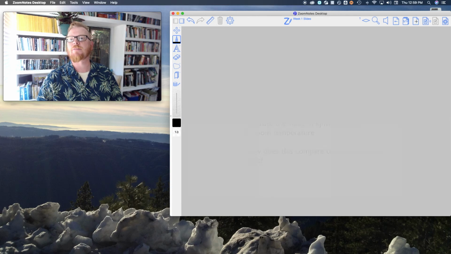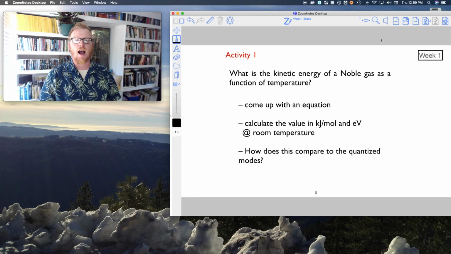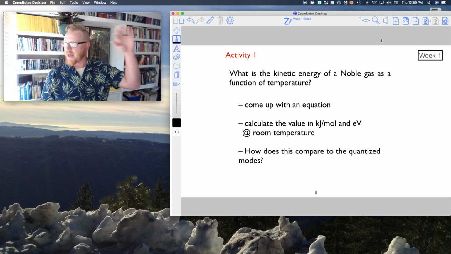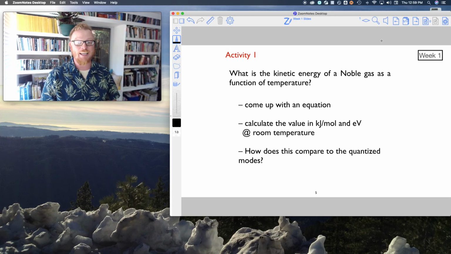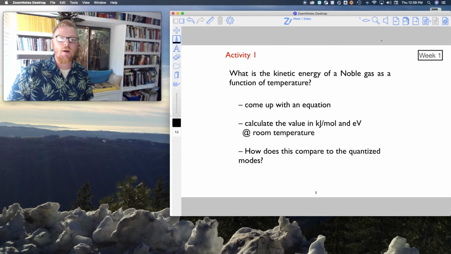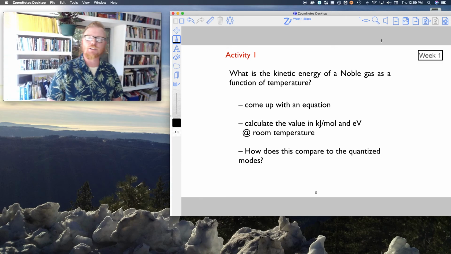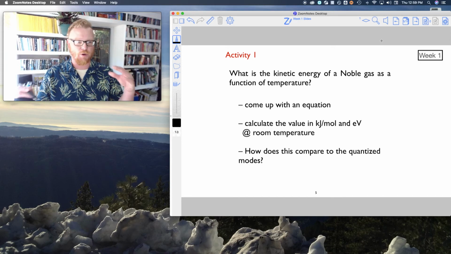So let's move on, and I'm going to give you another activity to work on. I want you to read through this and really use your brain power from the equipartition theorem to see if you can come up with an equation for the kinetic energy of a noble gas as a function of temperature.